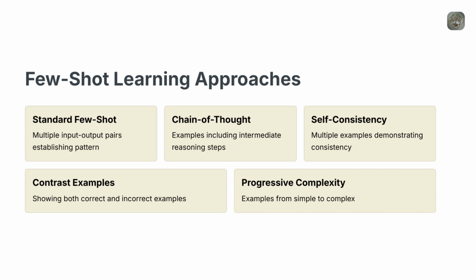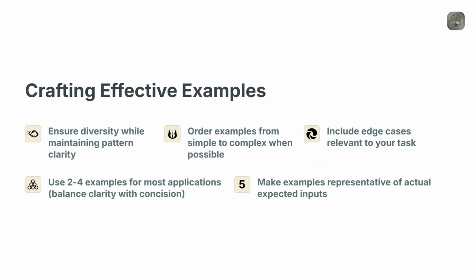Self-consistency demonstrates consistency across different scenarios, ensuring the same principles are applied throughout. Contrast examples show both correct and incorrect responses, highlighting what to avoid. And progressive complexity orders examples from simple to complex, building understanding gradually. Each approach has specific strengths. Standard few-shot works well for straightforward patterns, while chain of thought excels for tasks requiring multi-step reasoning or detailed explanation. Creating effective examples requires strategic consideration. Ensure diversity while maintaining pattern clarity.